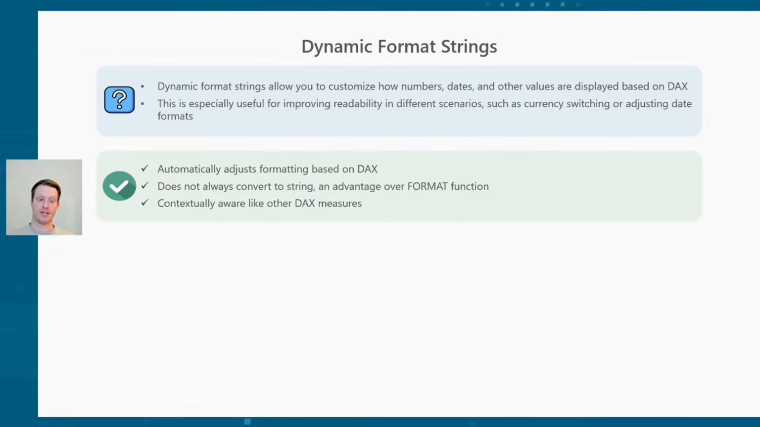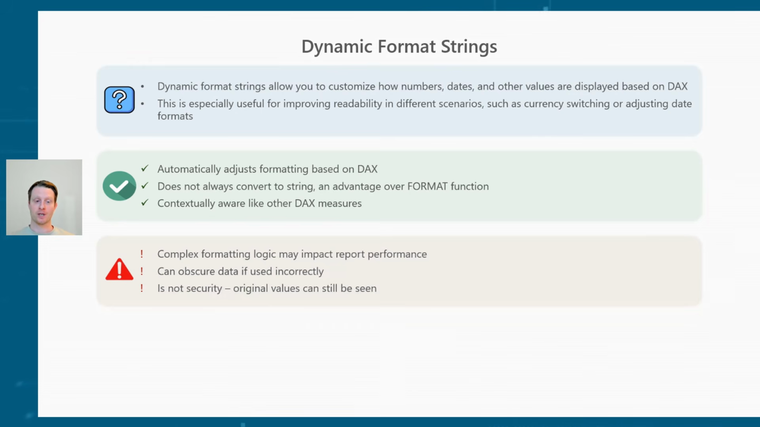One of the big advantages as well is that it doesn't convert your number to a string. This is if you used to use the format function in DAX. This actually changes everything to a string. You can achieve similar things, but it changes it to text. That obviously changes the DAX and how it works. This leaves the format alone. It doesn't affect the numbers. It just simply changes how we view it. And it's contextually aware, like other DAX measures. This means we can see who's logged in, what selections they have, and what row of the table we're in.